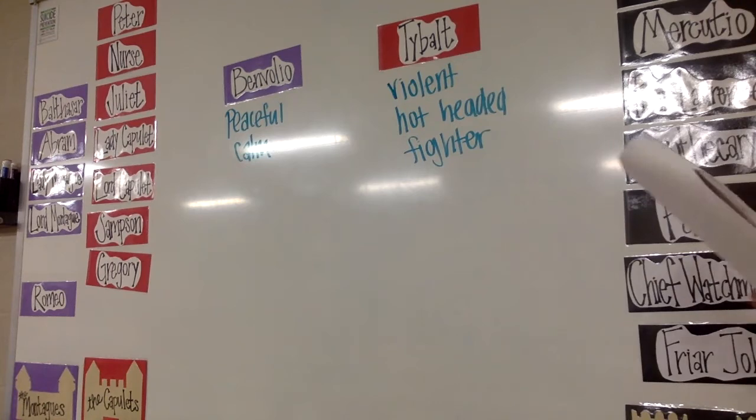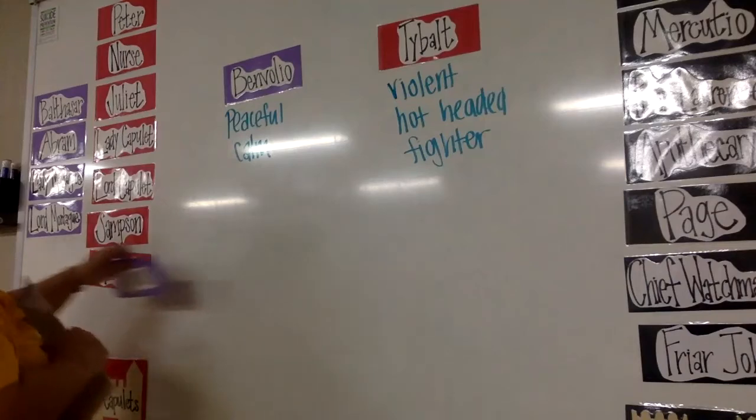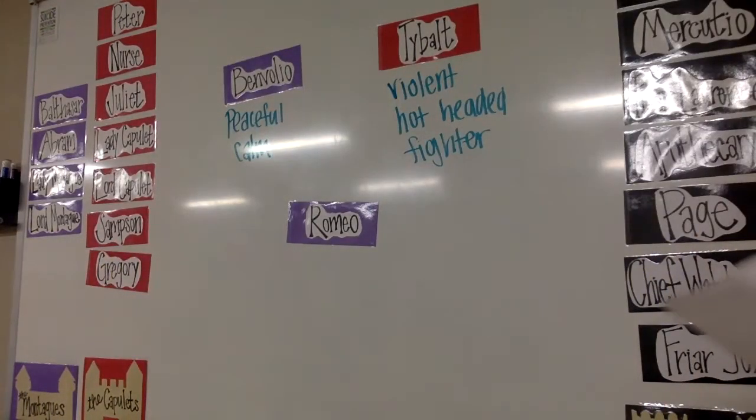Okay. Again, keep in mind when we meet major characters, the first couple of lines that they have tell us a lot about their character. So think about what type of person Romeo seems to be based on his first few lines of dialogue here.